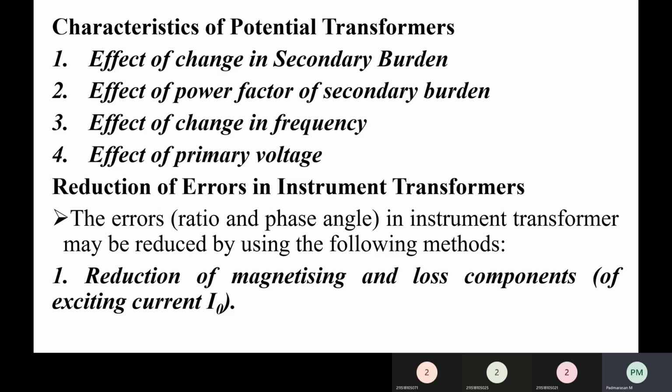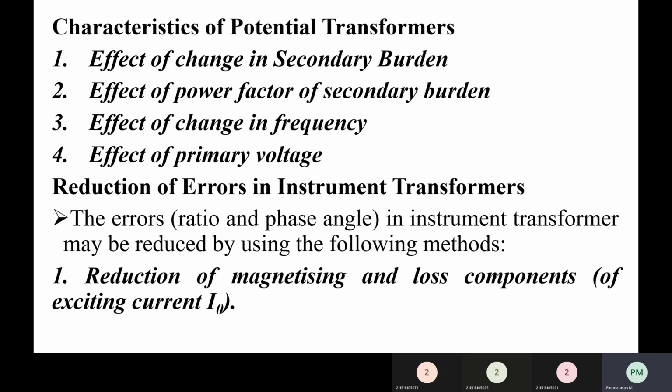So that results in an increase in VP relative to EP. But since VP is constant, therefore EP reduces relative to VP. VS also reduces relative to ES. So the transformation ratio increases as the power factor of secondary burden reduces. While VS advances in phase and VP retards, hence the negative phase angle reduces as the lagging power factor of the secondary decreases. So these are the second characteristics of the potential transformers.